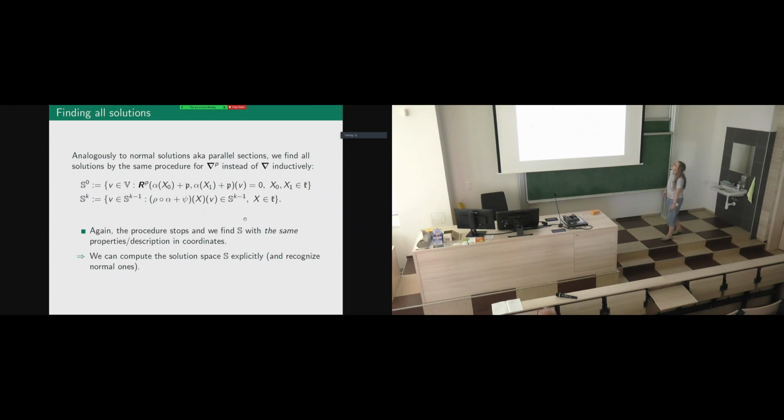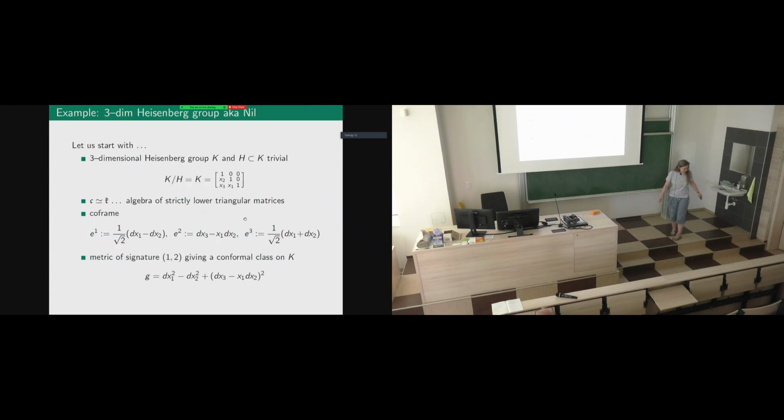So then, finding all solutions is very analogous to finding all parallel sections or normal solutions. So we repeat the same procedure, but for the prolongation connection, not the original one. So again, the procedure stops, we find S with the same properties, the description in coordinates is the same, and so on. So what we can do is we compute the solution space explicitly and recognize normal solutions.